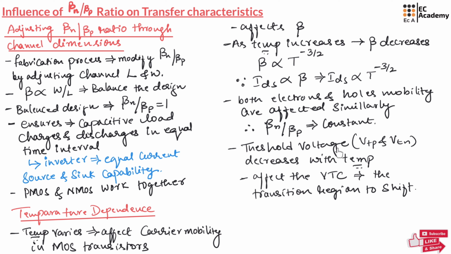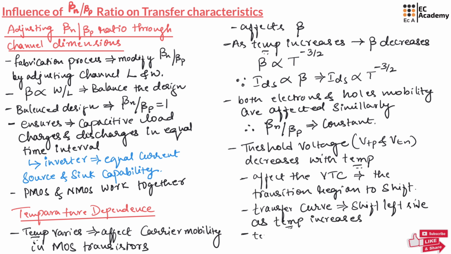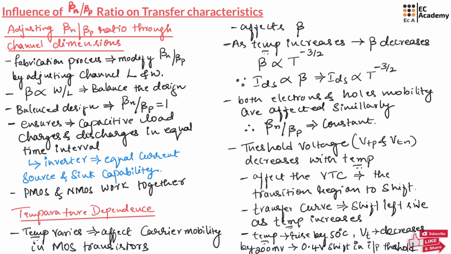The threshold voltages VTP and VTN decrease with temperature. So this will affect the voltage transfer characteristics, causing the transition region to shift. We can say the overall transfer curve will shift towards the left side as temperature increases. For example, if temperature rises by 50 degrees centigrade, the threshold voltage decreases approximately by 200 millivolts. That will lead to a 0.4 volt shift in input threshold.